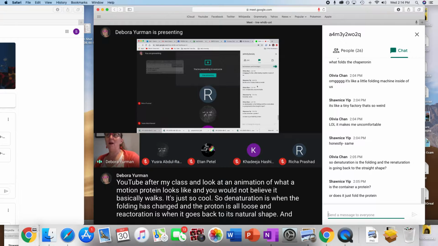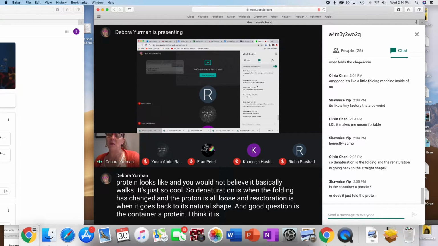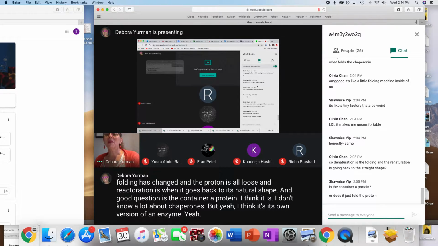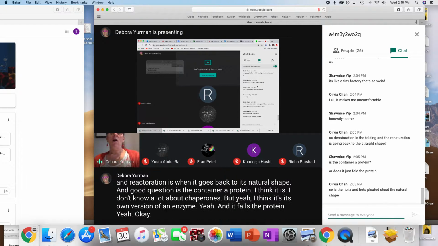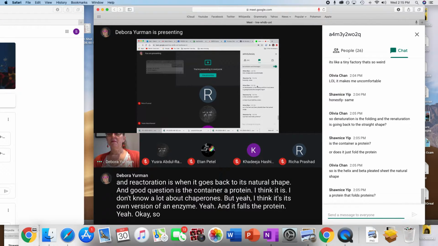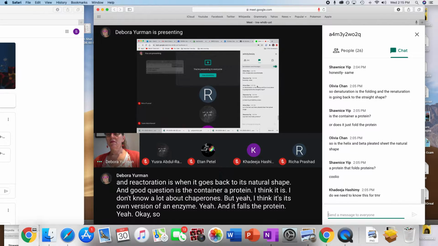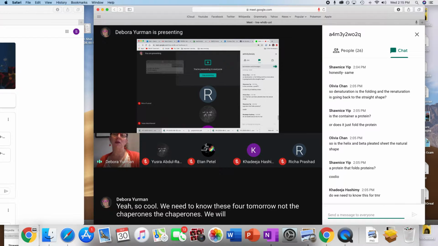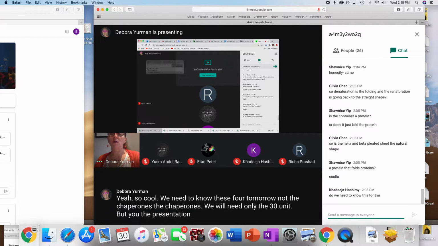And good question, is the container a protein? I think it is. I don't know a lot about chaperonins, but yeah, I think it's its own version of an enzyme. And it folds the protein. Okay. So yeah, so cool. We need to know these for tomorrow. Not the chaperonins. The chaperonins we will need only in the third unit. But the presentation I'm about to do, you will need for tomorrow.